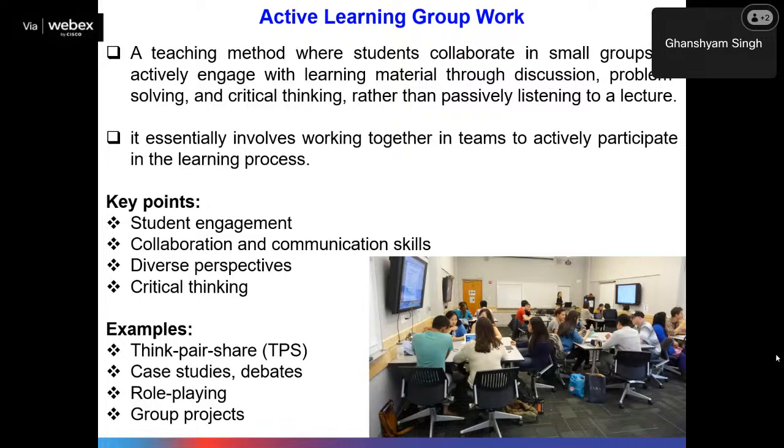For example, think, pair, and share, where the student initially thinks about a solution for a particular thing, then he discusses this solution with his partner, that is known as the pair, and then after convincing him, both of us can share with the others. So this is think, pair, share, that is TPS.